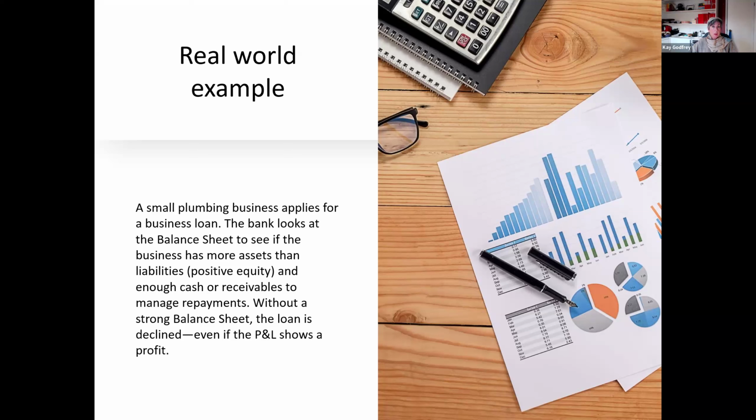Now, receivables are the money that your customers owe to you. So without a strong balance sheet, the loan is declined, even if the profit and loss shows a profit. So that shows you how important your balance sheet is. It's not just your profit and loss.